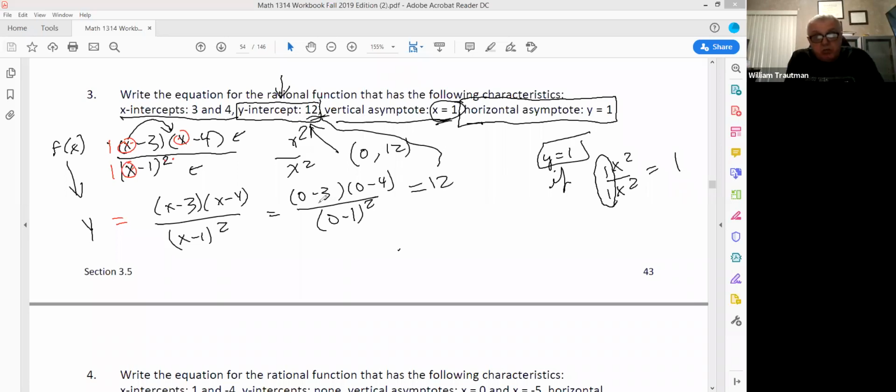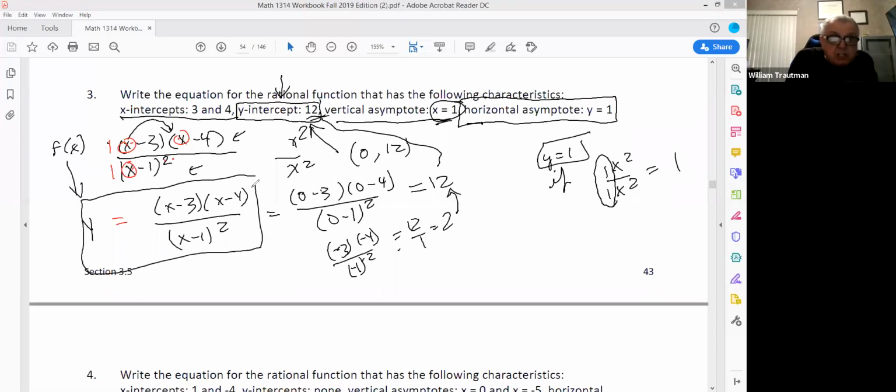Well, 0 minus 3 on top is negative 3. 0 minus 4 is negative 4. On the bottom, I got negative 1 squared left over. Negative 3 times negative 4 is a positive 12. Negative 1 squared, negative 1 times negative 1, is a positive 1. Do you see how it does equal 12? So that means there's no numbers that we have to add to this or change. Since we plug 0 in and we get 12, this is our final answer.